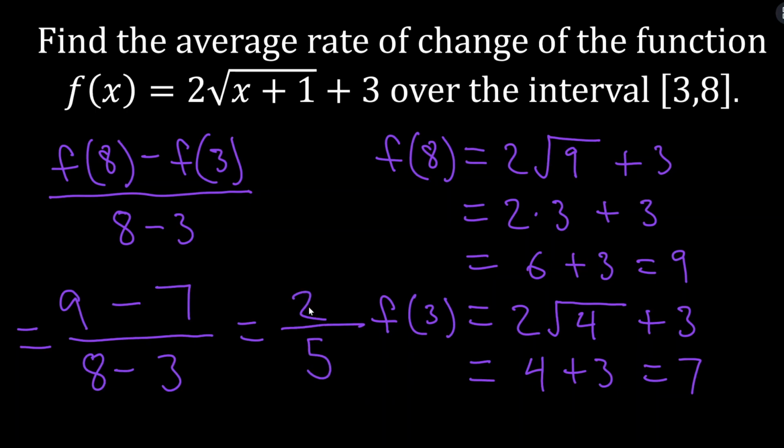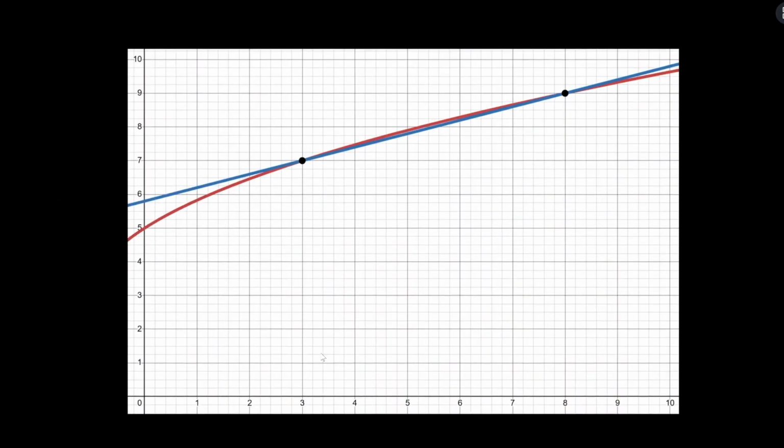And there are 2 different ways we can interpret this. One is, for each increase in x by 5, the y values increase by an average of 2. That's one way to think about it. The other way is, for each increase in x by 1, the y values increase by an average of 2/5. Second way to think about it, and we can support this by looking at the graph, connecting it again to the slope of a secant line through those 2 points.